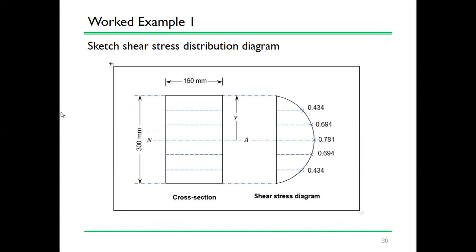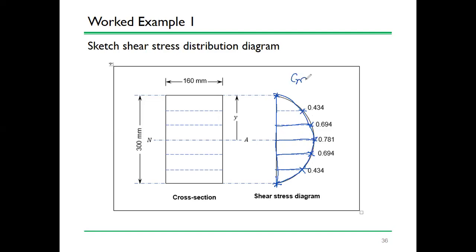So this diagram, this is how you plot it. So the blue line, as you see, they are the various points we are calculating the bending stress. So I will draw a straight line here to represent the depth of the beam. At the top, I had 0. The next point, I had 0.434. Then I plot. From here, I'll measure 0.694. From here, I'll measure 0.781. From here, I'll measure this. From here, I'll measure this. And here was 0. So you connect these lines together with a smooth curve.